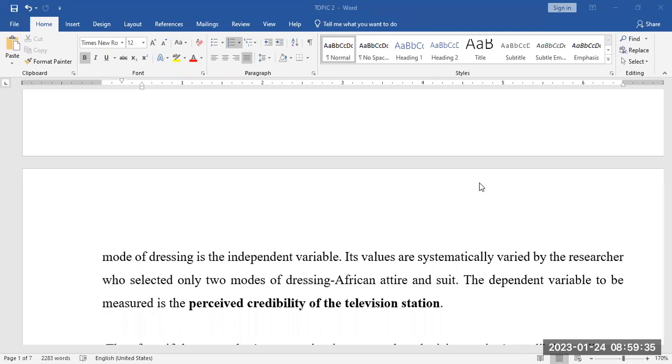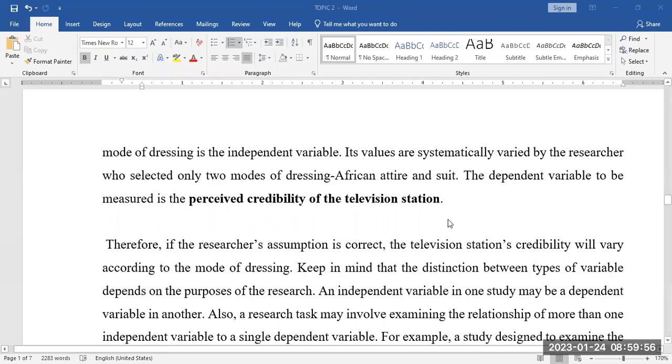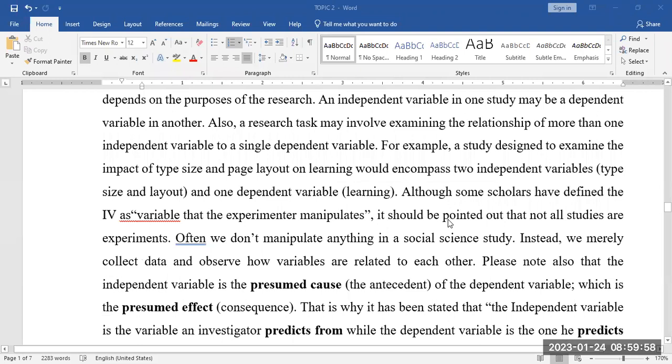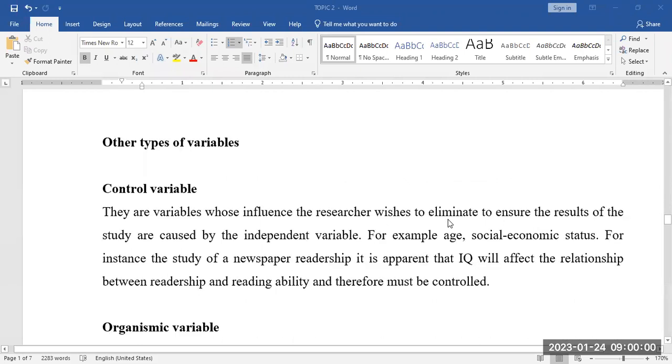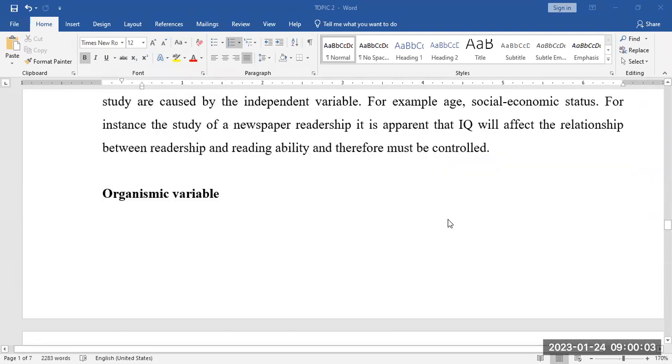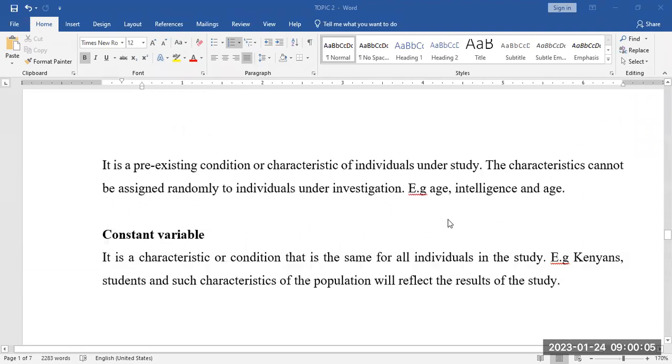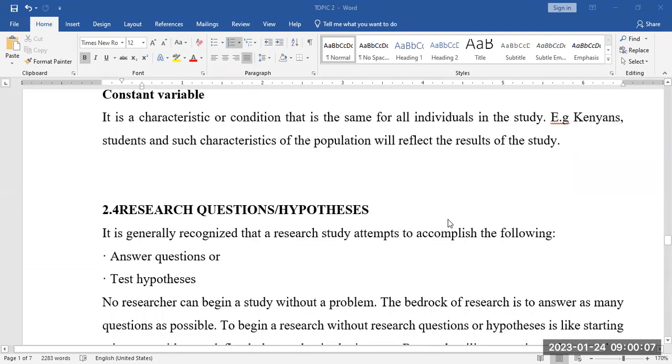The dependent variable to be measured is the perceived credibility, because perceived credibility can change. It can be neutral, it can be negative, it can be positive, it can be something else. So the dependent variable here is the perceived credibility of the television station. I don't want to go into so much. Then there are other types of variables. You're going to read them: control variable, organismic variable, constant variables, etc.